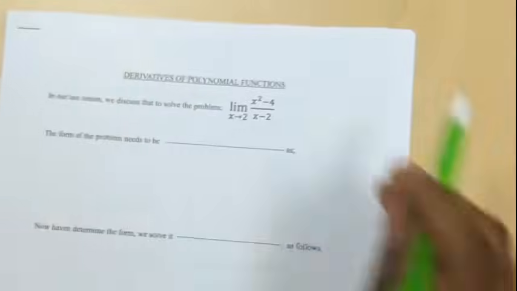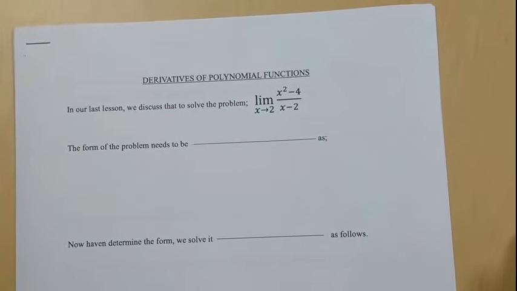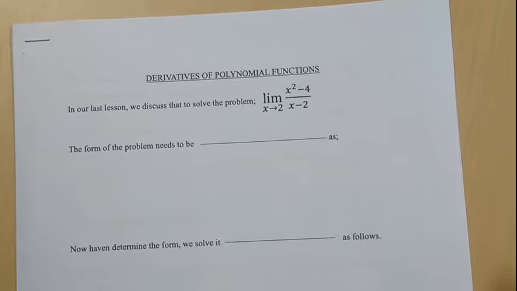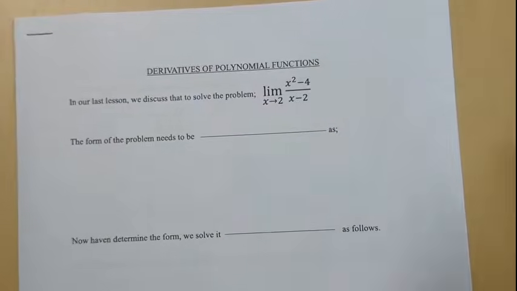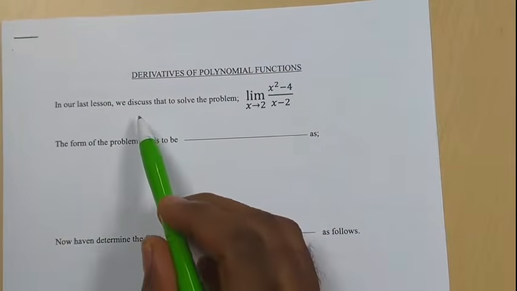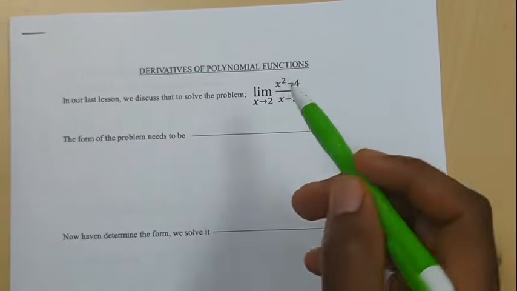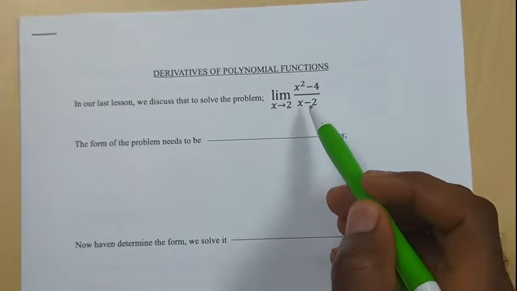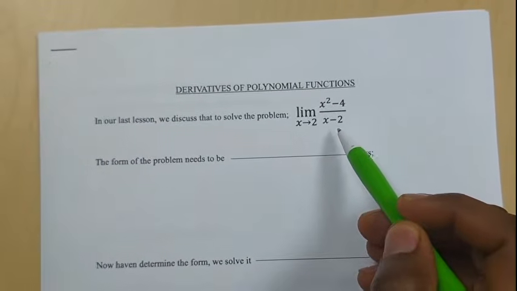So in our previous lesson, we looked at how to find the limit at a point. That's the limit as x approaches a particular point of a function. So I want us to discuss how to solve the limit as x approaches 2 of x squared minus 4 all over x minus 2.